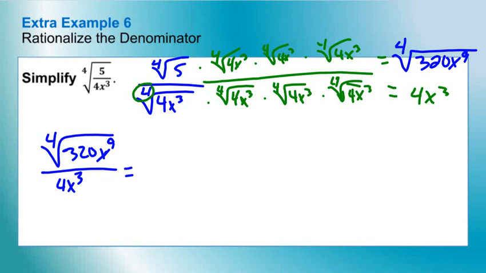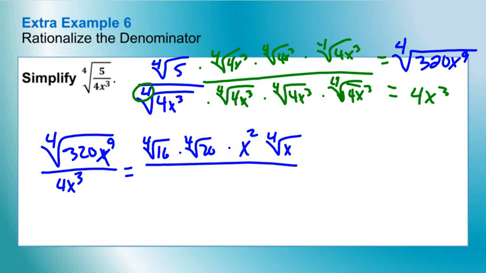A fourth root I can take out is 16. So the fourth root of 16 times the fourth root of 20. And then I can take 9 divided by 4, which gives us x squared, and I have the fourth root of x left over. This is all over 4x cubed.